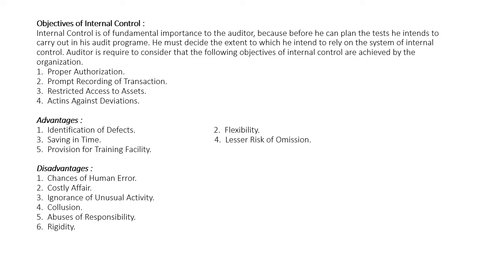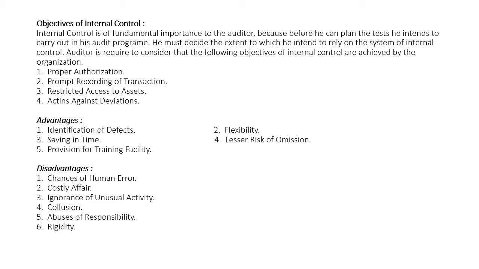First is proper authorization. Proper authorization is necessary in the organization; if authorities are proper and within their capacity, then the work is accurate and correct. So proper authorization is seen by the auditor for attainment of the effectiveness of internal control. Second is prompt recording of transactions. Prompt recording of transactions is also an objective of internal control, and if transactions are promptly recorded, then control is properly established in the organization.